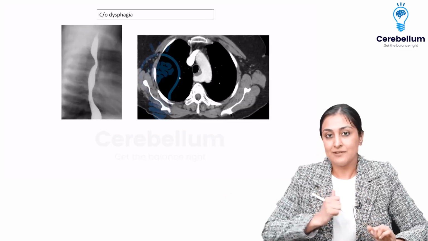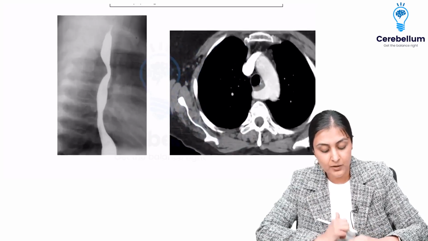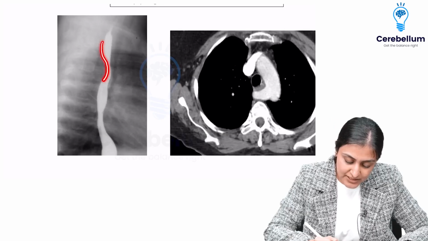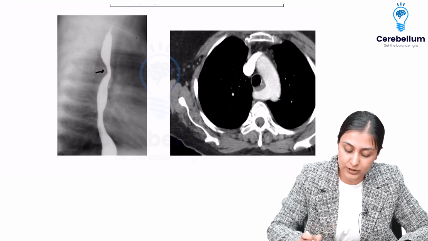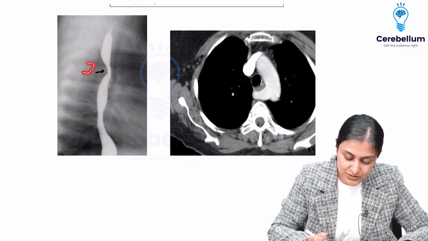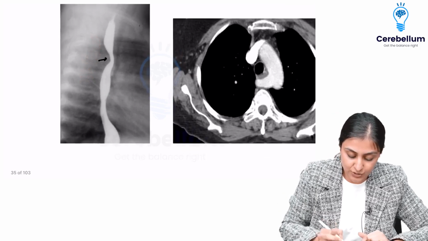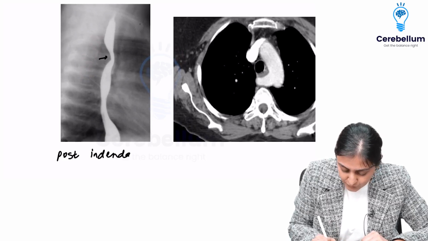One more case, very, very important. So here you have a patient who comes to you with dysphagia. What can you see? This is the barium swallow. Can you appreciate that there is a posterior indentation of the barium column? How do I know posterior? Can you see the vertebra here? So this is a posterior indentation on the barium swallow. So that is the barium swallow finding.